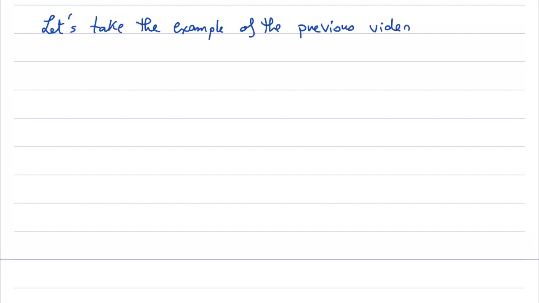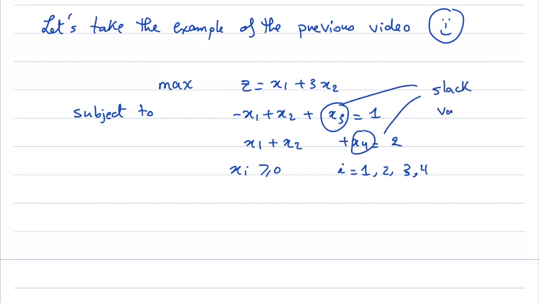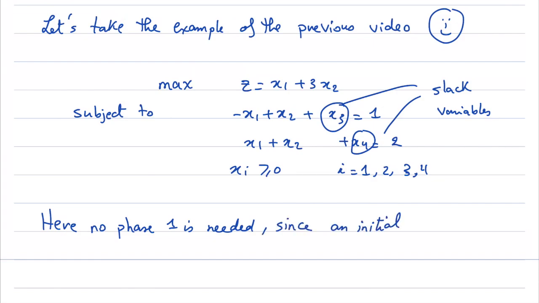Let us take this example. We want to maximize z equal x1 plus 3x2 subject to these constraints: minus x1 plus x2 plus x3 equal to 1, x1 plus x2 plus x4 equal to 2, and xi greater or equal to 0. And x3 and x4 are slack variables that we added. Here, no phase 1 is needed since an initial basic feasible solution is obvious.